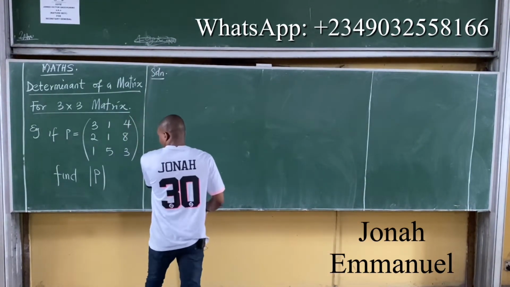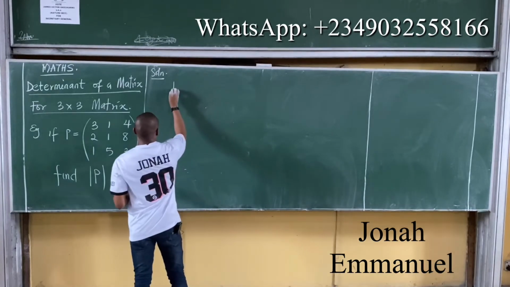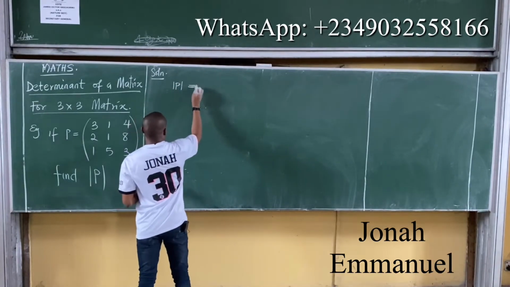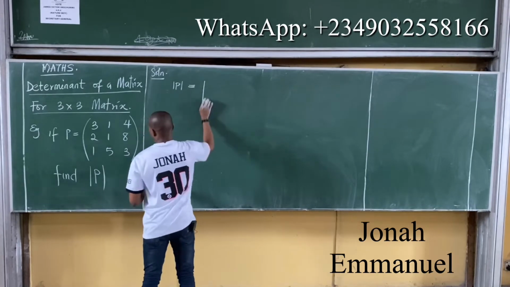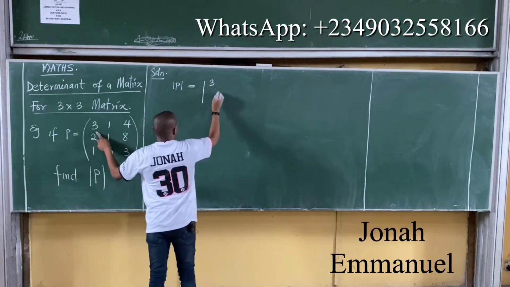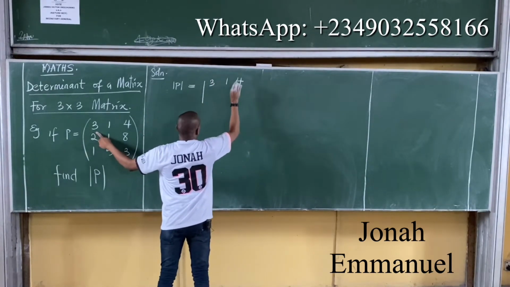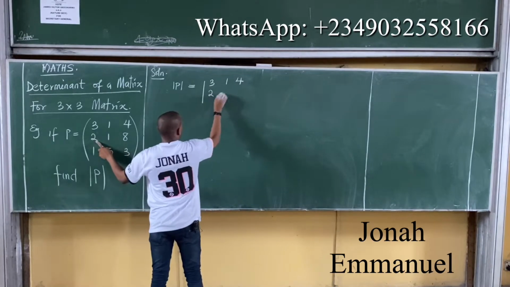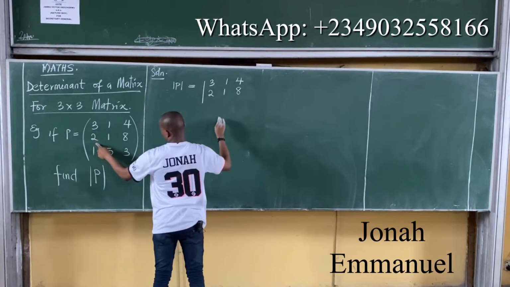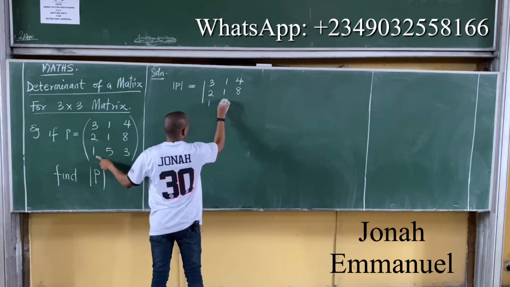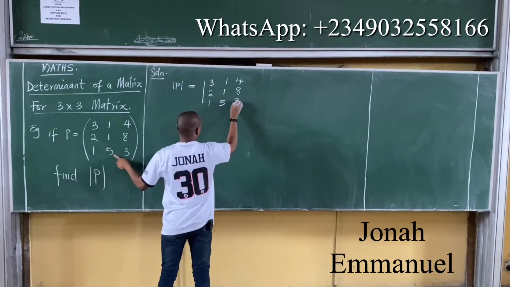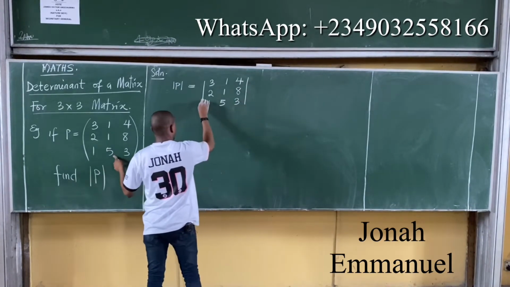So I'm given this, to find the determinant of P. The determinant of P is equal to the determinant of the matrix with rows 3, 1, 4; 2, 1, 8; 1, 5, 3.